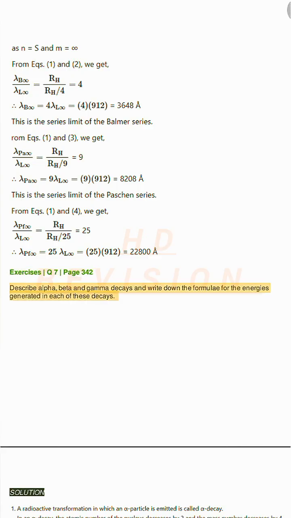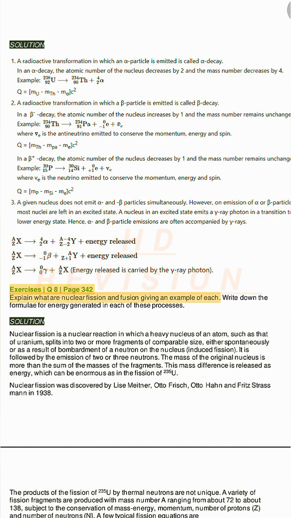Describe alpha, beta and gamma decays and write down the formulae for the energies generated in each of these decays. Solution. Exercises Q8, page 342. Explain what are nuclear fission and fusion, giving an example of each. Write down the formulae for energy generated in each of these processes.